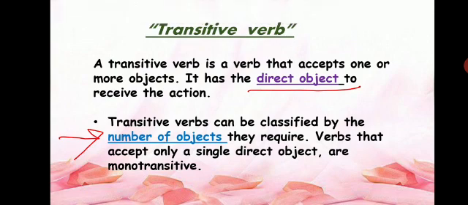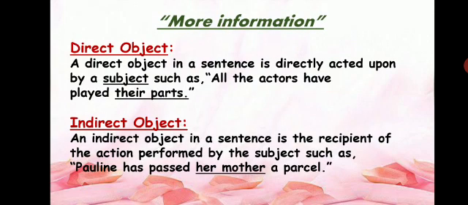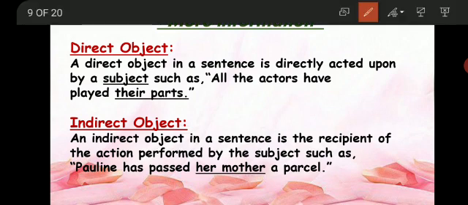Now look at the difference between direct object and indirect object. A direct object in a sentence is the object that has a direct relation with the subject. It is the noun or pronoun on which the subject directly acts. For example, all the actors have played their parts. Played is the verb, as it is the action. Who is playing? Actors. So actors is the subject, and the direct object is their parts.